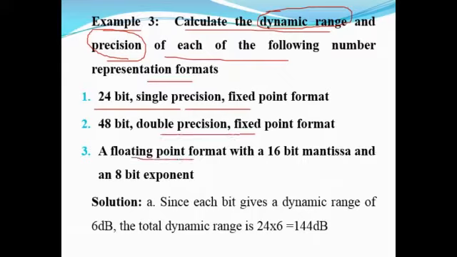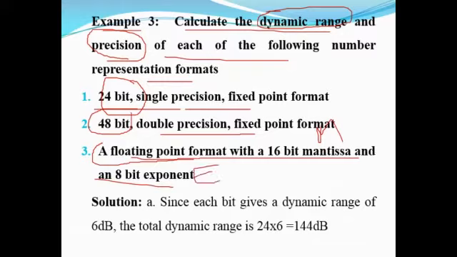Here it is specified the total number of bits required for a signal to be represented. One is the 24-bit single precision fixed point format. The other is the 48-bit double precision fixed point format. Then we have a floating point format with a 16-bit mantissa and an 8-bit exponent, which we have already discussed. The mantissa is m and the exponent is e, so we take mx for a variable x, and ex for the exponent part.